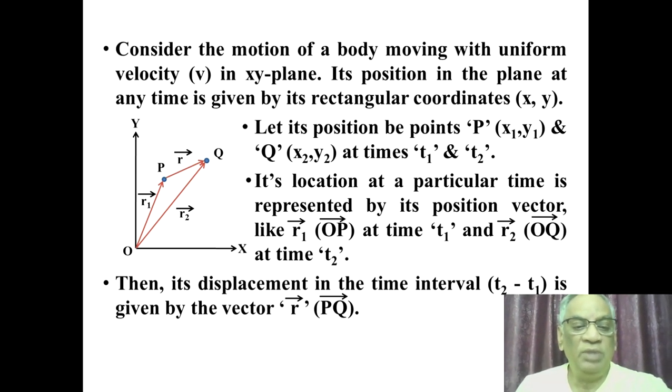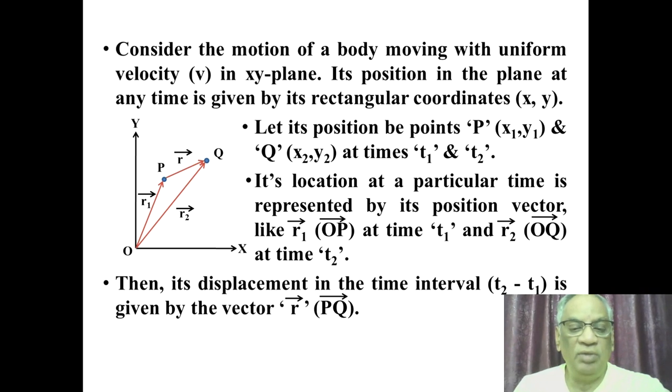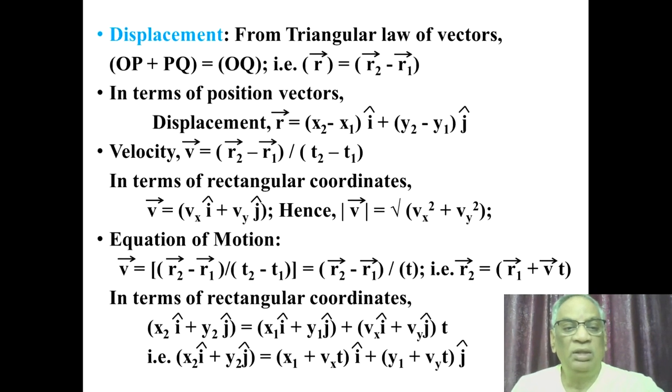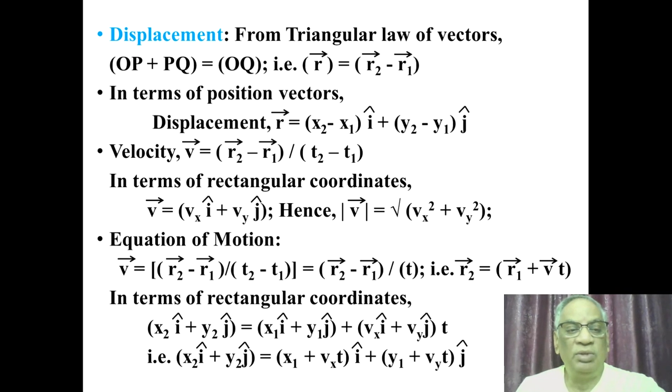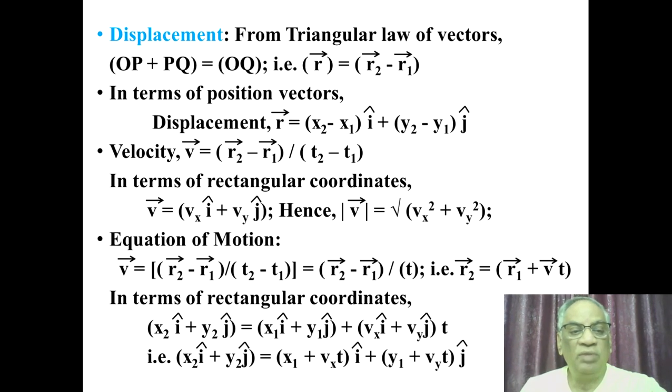t2. Then the displacement in the time interval t2 minus t1 is given by the vector PQ, that is denoted by r bar. So from the triangle of vectors, OP plus PQ is equal to OQ, that is r bar is equal to r2 bar minus r1 bar. That is, the difference in position vectors at time t2 with reference to time t1 gives the displacement vector of the object.